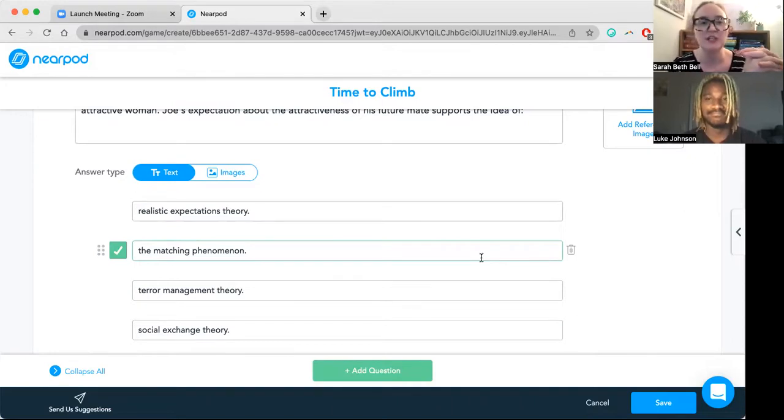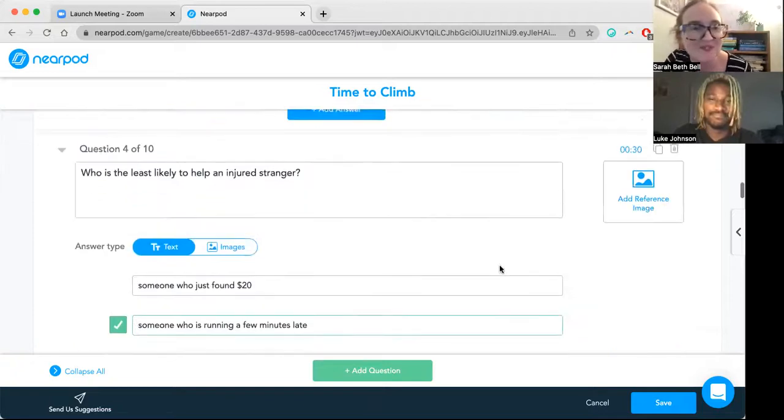That's a matching phenomenon. Realistic expectations theory, I don't think that's a real theory. Terror management is about fear of death, and social exchange is not it either. They just match in their attractiveness, so matching phenomenon.